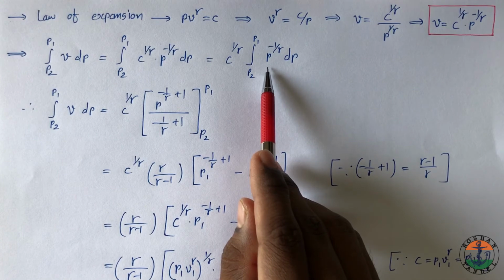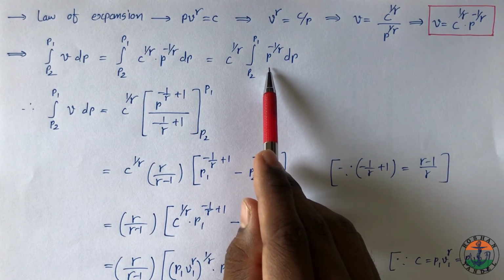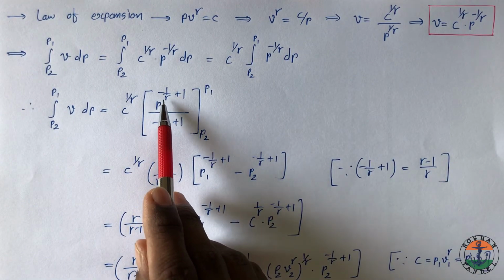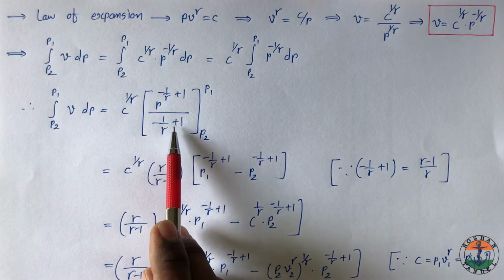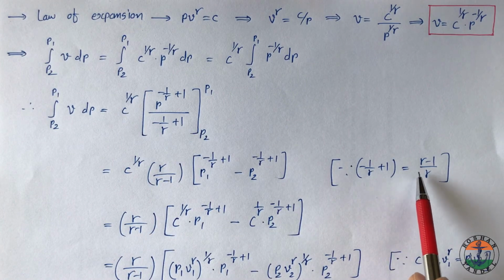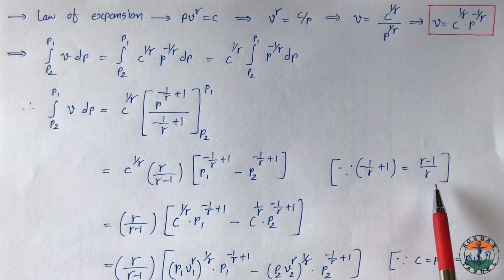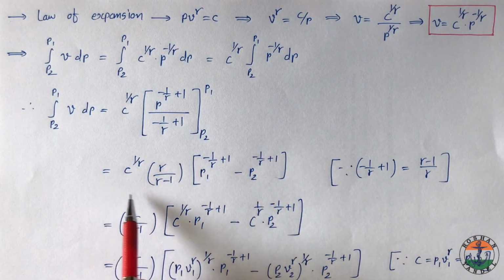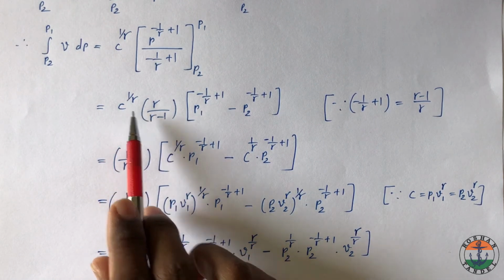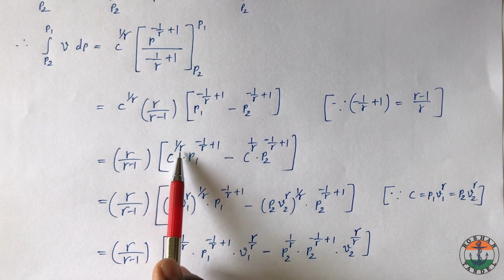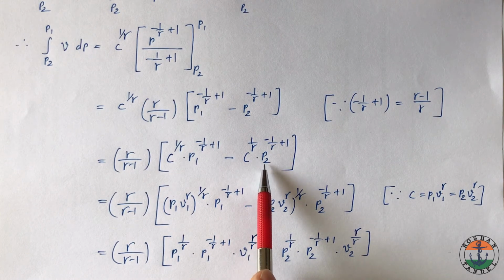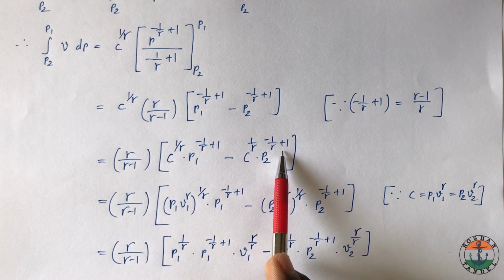Integration of x raised to n is equal to x raised to n plus 1 divided by n plus 1. So, integration of p raised to minus 1 upon gamma will be p raised to minus 1 upon gamma plus 1 divided by minus 1 upon gamma plus 1. Value of minus 1 upon gamma plus 1 is equal to gamma minus 1 upon gamma. So, here you will get this equation. Now, multiply this C raised to 1 upon gamma in this bracket. So, you will get C raised to 1 upon gamma into P1 raised to minus 1 upon gamma plus 1 minus C raised to 1 upon gamma into P2 raised to minus 1 upon gamma plus 1.